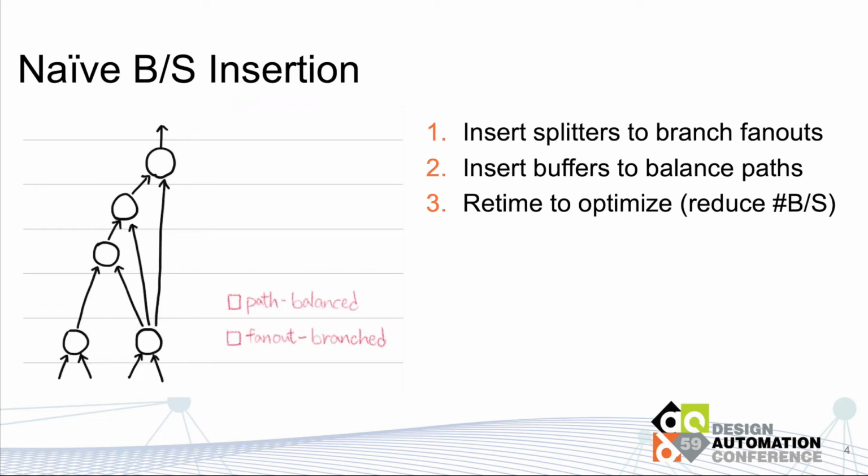A naive way of inserting buffers is shown in this animation. We fulfill the fan-out branching constraint first, because buffers also take a unit delay and will affect the path length. Then we insert as many buffers as needed on all shorter paths. Finally, a simple local optimization called retiming can be done to eliminate some buffers. This algorithm fulfills the two constraints in a straightforward way, but provides no guarantee on the optimality in terms of the number of buffers.